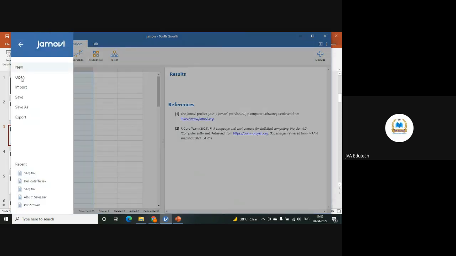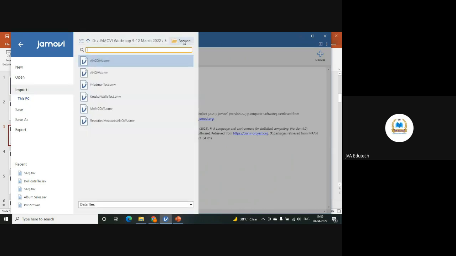Now, file. The data which I have given to you is in the form of a SAV file. Open will only open Jamovi files, .omv files. But here we have SAV files. That's also what I have told, the beauty of the software: it supports almost all file types. Through import, you can open an Excel file, a CSV file, an SPSS file, a Stata file. So I have given you the SPSS file, .sav.